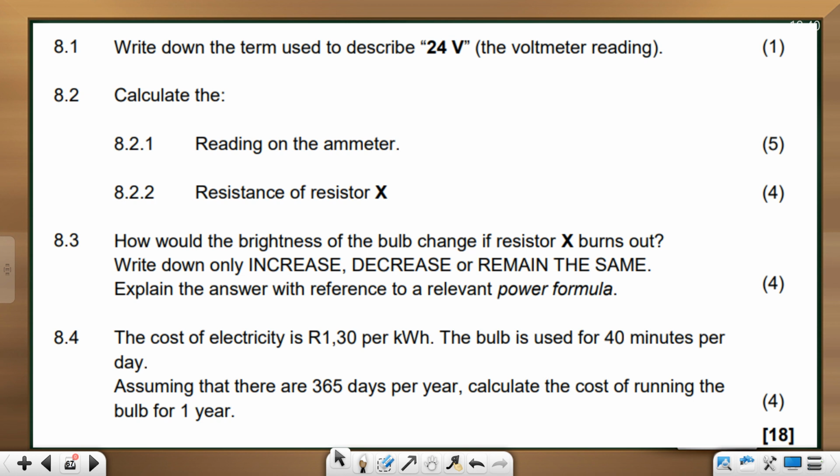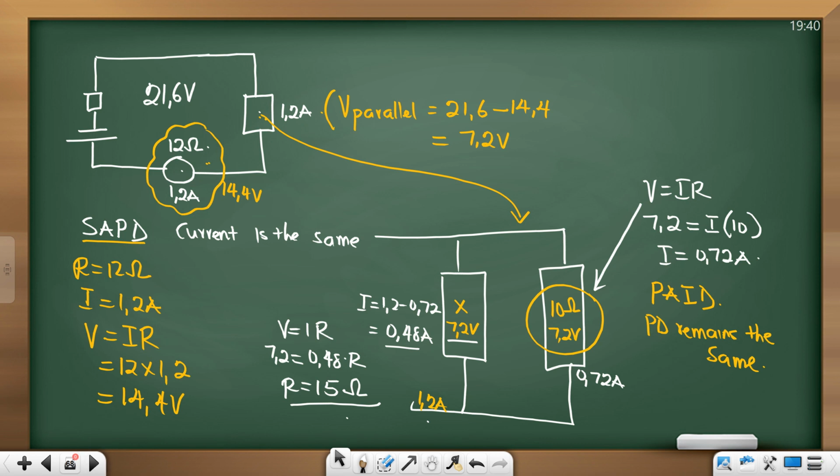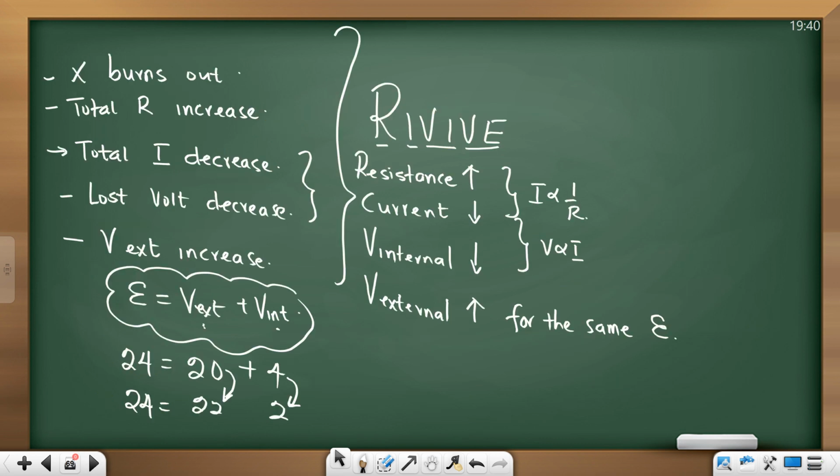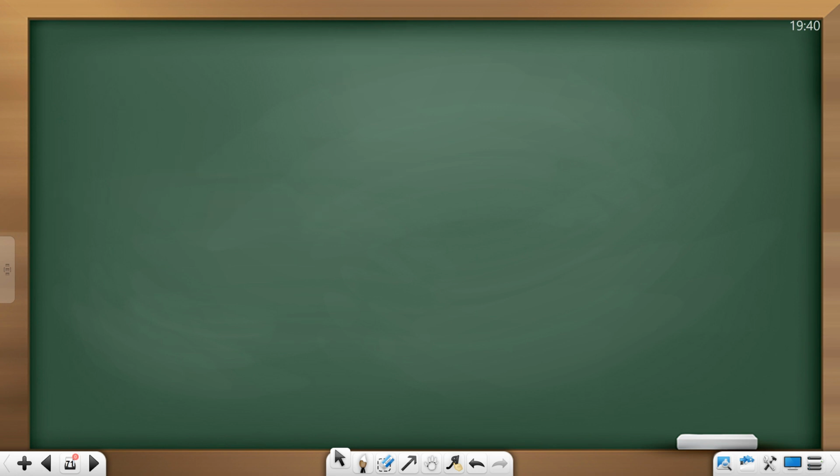Okay, so let's calculate time first. Please remember this value for me. R1.30 per kilowatt hour. We calculate the cost of running the bulb. So we are still referring to that same question, the bulb. All right. Let me quickly show you how to get this, and then we are done with this question. Calculate cost. What did we say time is? We said 40 minutes times 365.